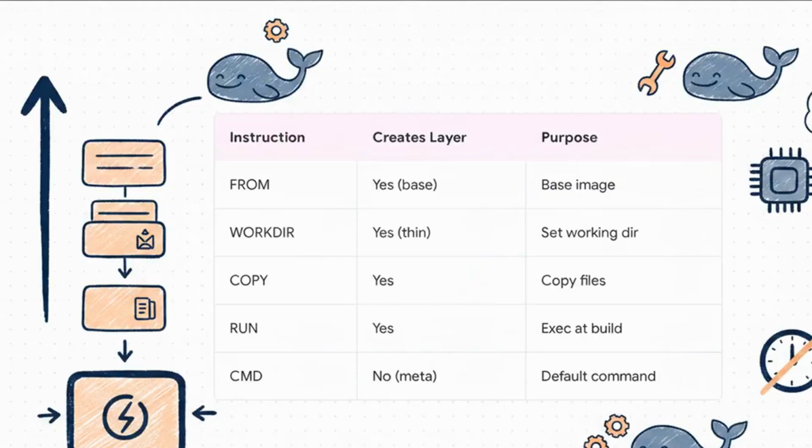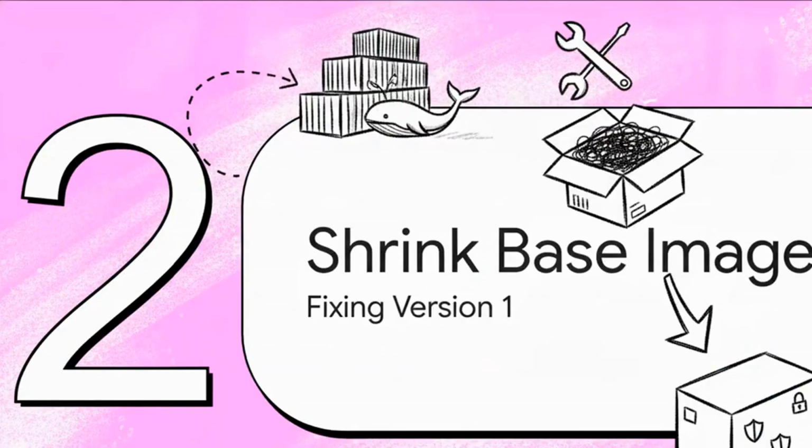Think of a layer as a saved snapshot of your files. Docker builds your images layer by layer, and it caches them. Keeping that cache in mind is absolutely vital as we optimize our code later on. Because, as you've probably experienced, breaking that cache is exactly what causes those incredibly frustrating long rebuild times. Notice that CMD down at the bottom doesn't create a layer. It's just metadata.